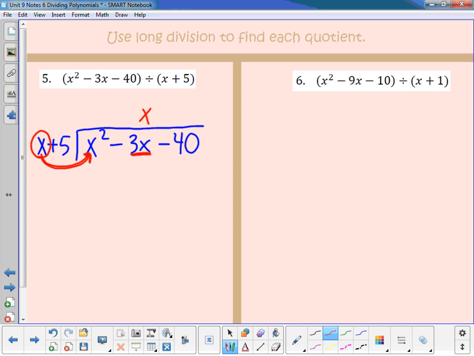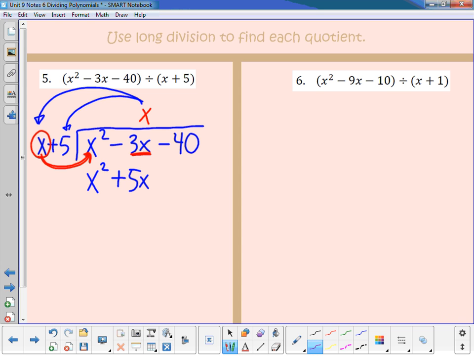Okay? And now I multiply just like I would with regular long division. I need to multiply by that. So x times x gives me x squared. Notice that it's lined up under my squared term. And multiply by the other part. X times 5 is 5x. Okay, so I took the number that I found, in this case it was an x, and I multiplied it by both parts outside.